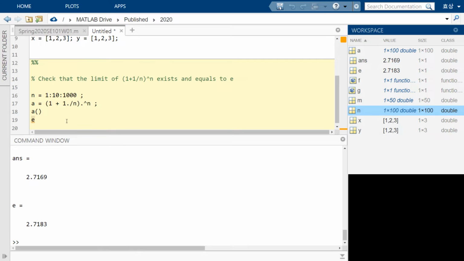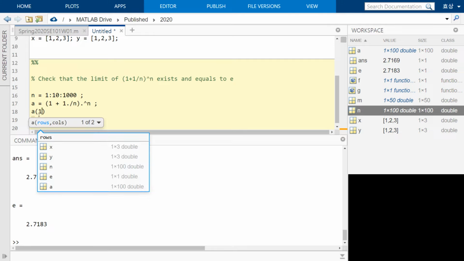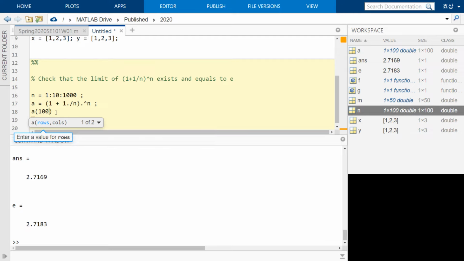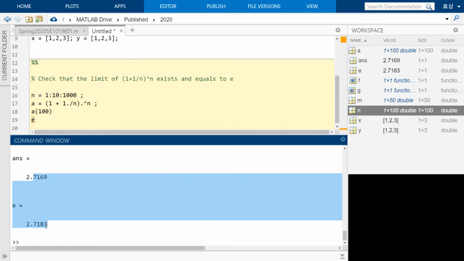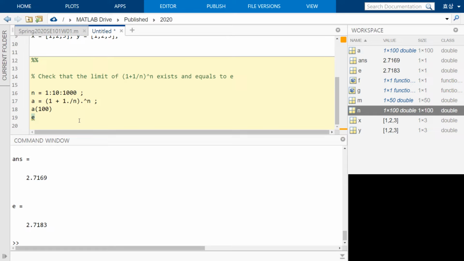So when you want to compute the integer 1000 for this sequence, so basically if you want to compute 1 plus 1 over 1000 to the power of 1000, then you have to call the end value of the array A, which is the 100th position of the array A. Then now it's almost equal. Okay, so you see the value is getting close to the actual number of the natural number.